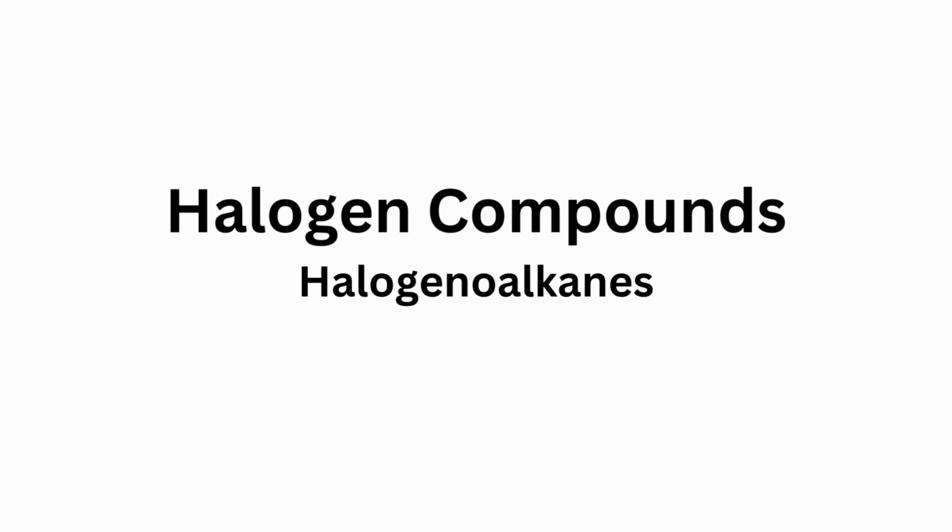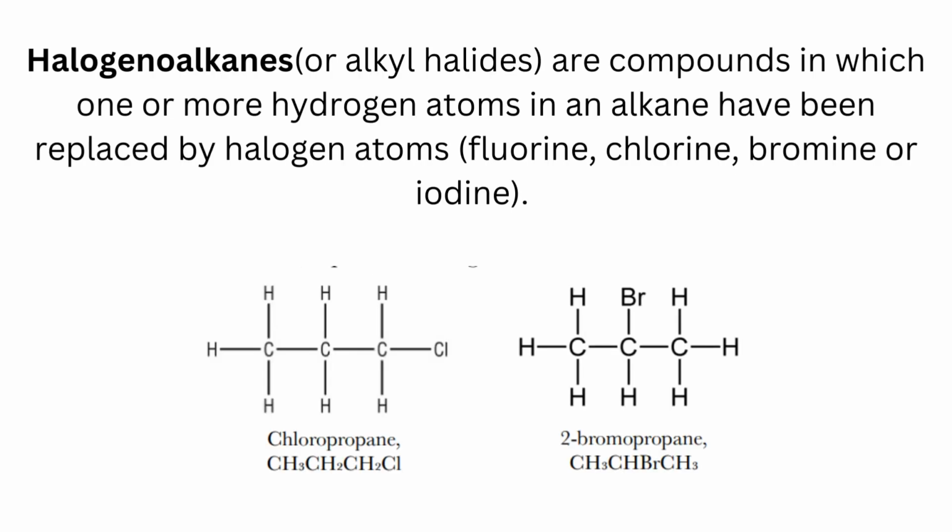Today I would like to talk about halogen compounds, which are also called halogenoalkanes. Halogenoalkanes or alkyl halides are compounds in which one or more hydrogen atoms in an alkane have been replaced by halogen atoms: fluorine, chlorine, bromine or iodine. Example: chloropropane, 2-bromopropane.